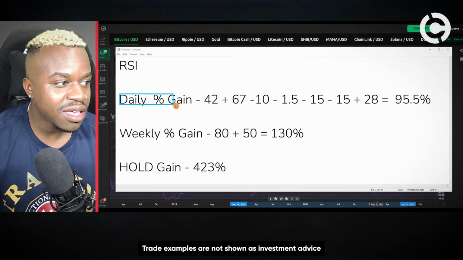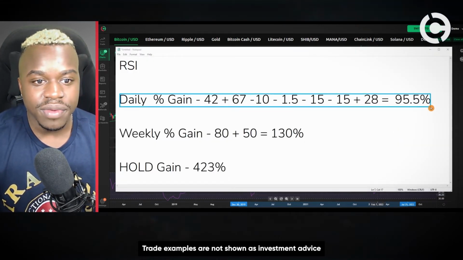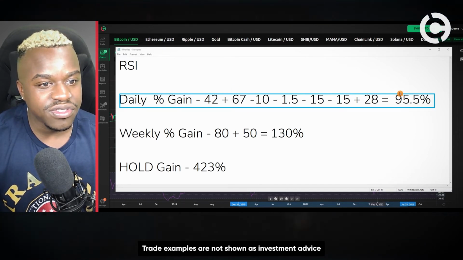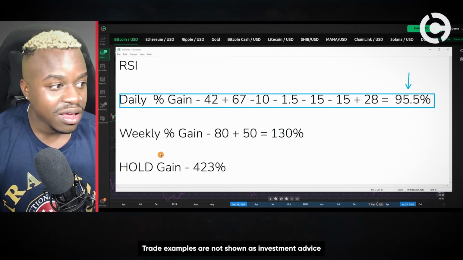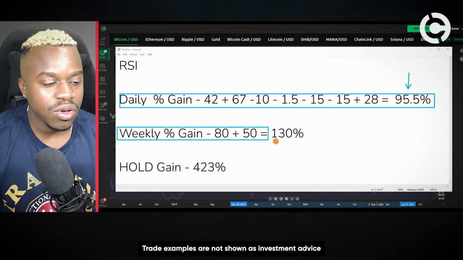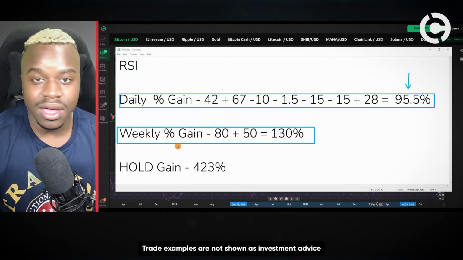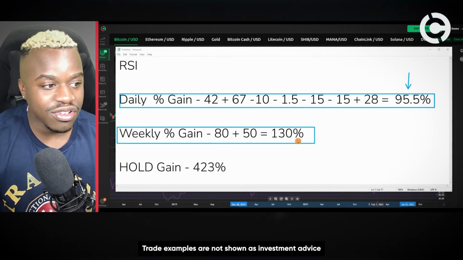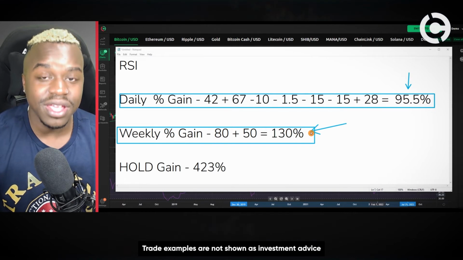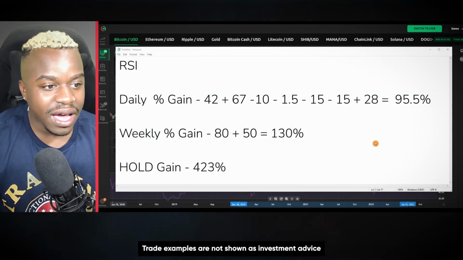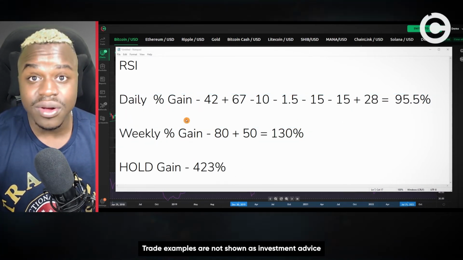So here's all the returns. We looked at the daily chart for Bitcoin, added up all these trades, and ended up with about a 95% gain. And then we did the weekly, buying at oversold and selling at overbought ranges for Bitcoin. That brought us to 130%. All right, so we have them all added up here. We can see the clear winner.